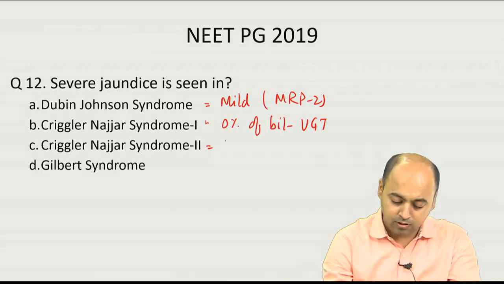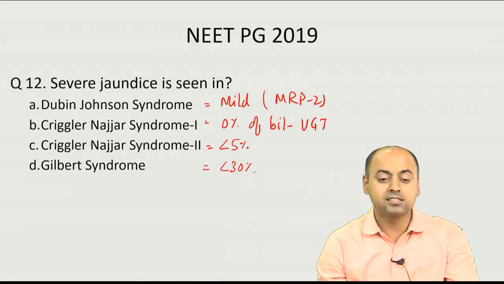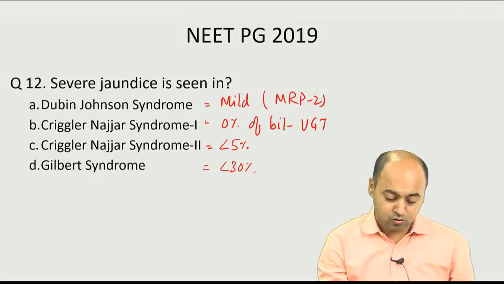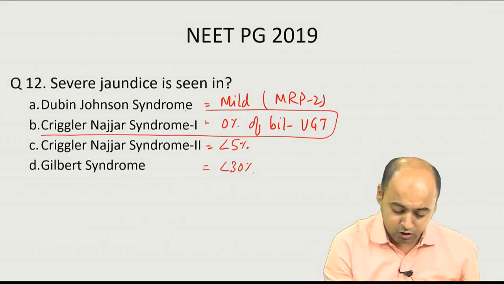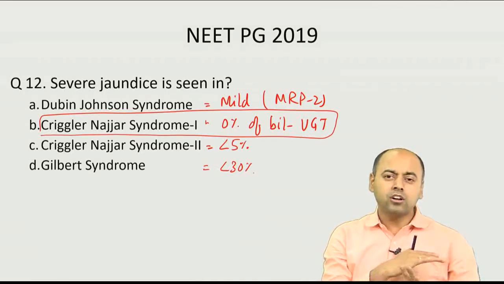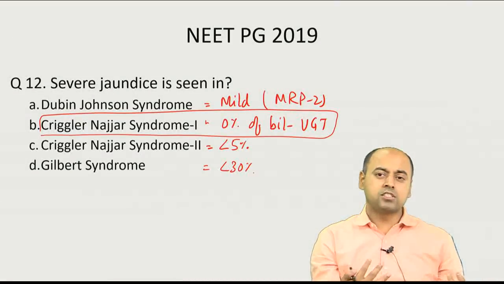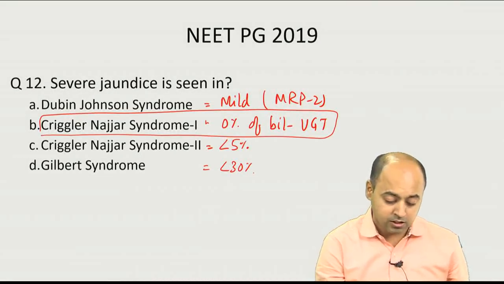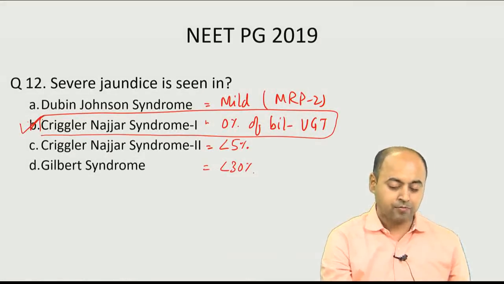In type 2, the activity is less than 5%. In Gilbert's, the activity is less than 30%. So obviously the most severe type of jaundice is likely to be seen in the Crigler-Najjar syndrome, because the conjugation is not occurring at all. All the bilirubin which is being formed will stay in the circulation. So we have the severe jaundice in Crigler-Najjar syndrome type 1.